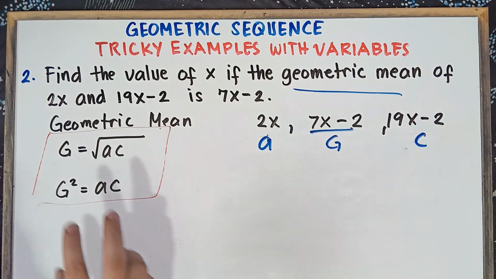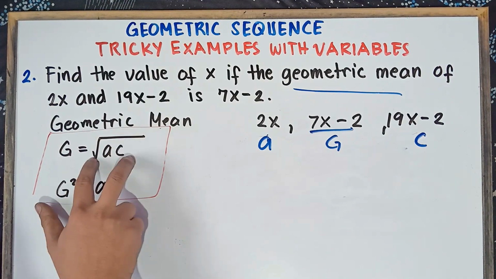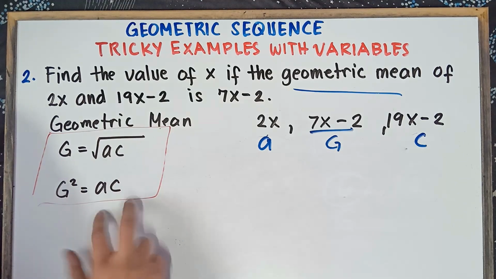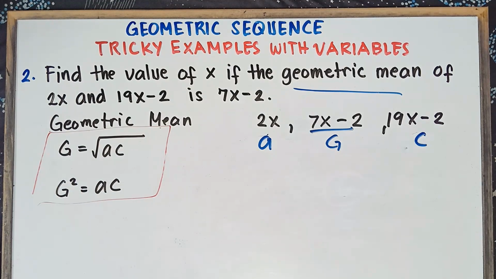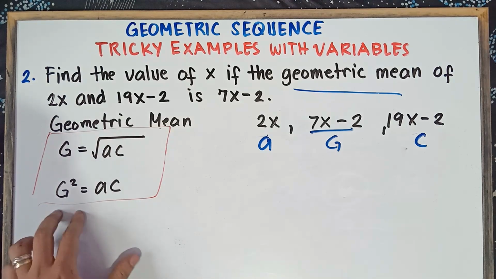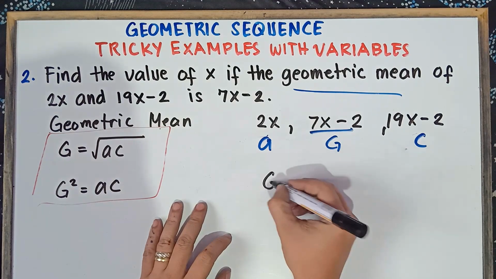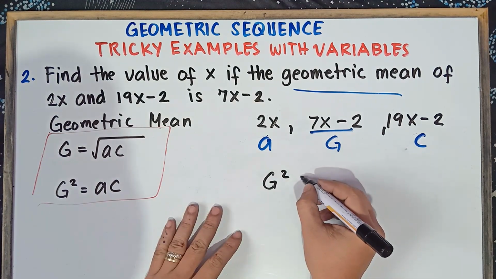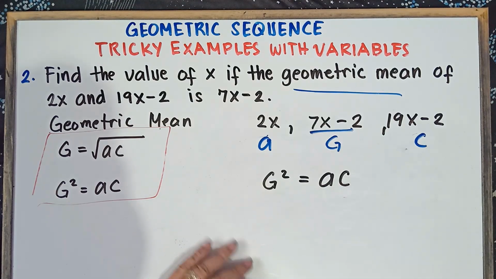So we can use this formula to find the value of x. We can use this formula or either this formula, either of these two, class. We can apply this one or this one. Alright, so let's apply this formula. So g squared, or geometric mean squared, is equal to A times C.